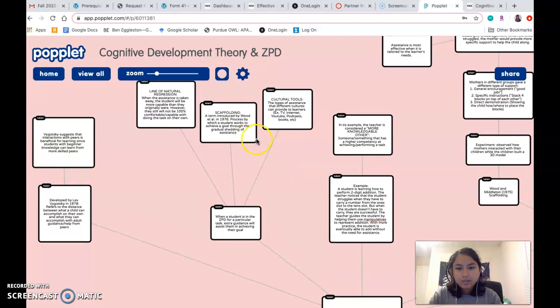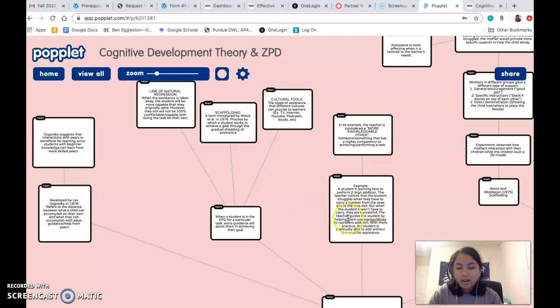For example, imagine that a student is learning how to perform two-digit addition. The teacher notices that the student struggles when they have to carry a number from the 1 slot to the 10 slot. But when the student doesn't have to carry, they are successful. The teacher guides the student by helping them use manipulatives to represent addition. With more practice, the student is eventually able to add without the need of assistance.